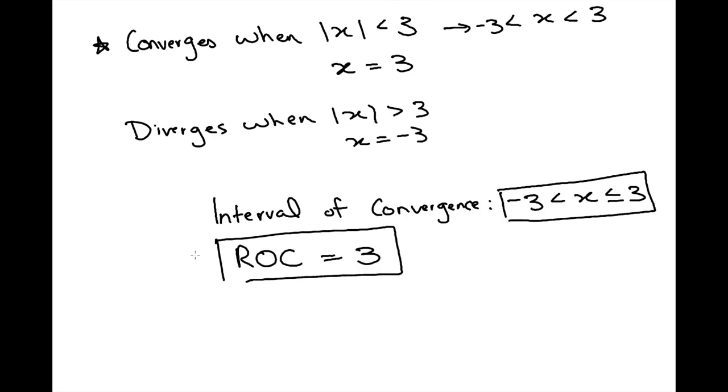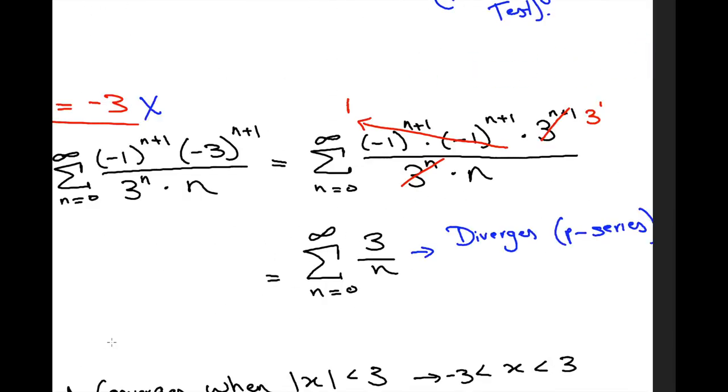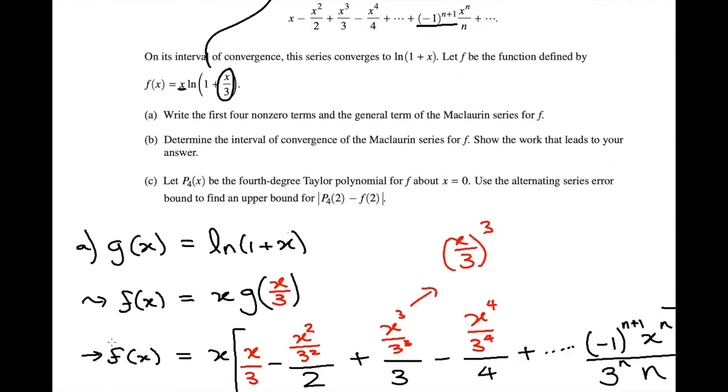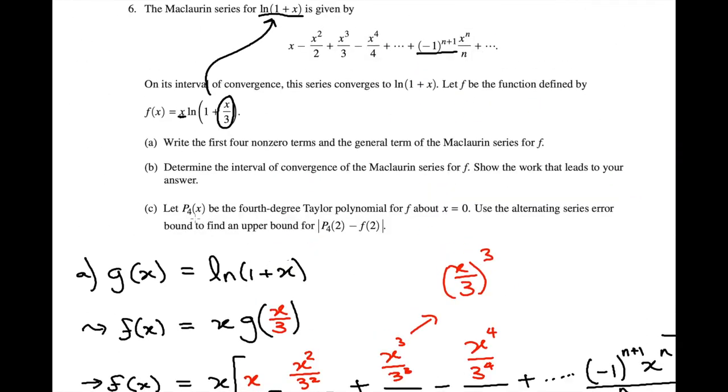All right, so now we can talk about part C. Now part C, if we look up here, is basically saying, all right, so let P4 of x be the fourth degree Taylor polynomial of f about x equals 0. We want to use the alternating series error bound to find the upper bound for this thing right here. So we're finding the error associated with this fourth degree Taylor polynomial.